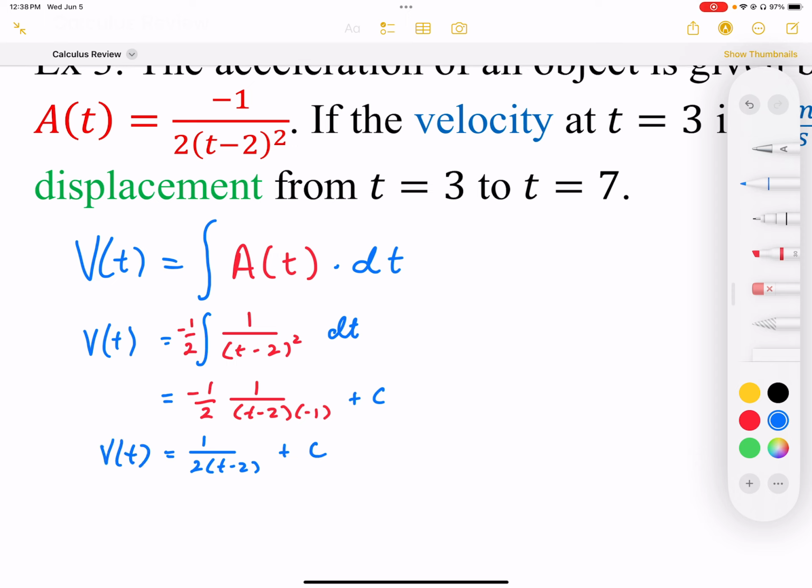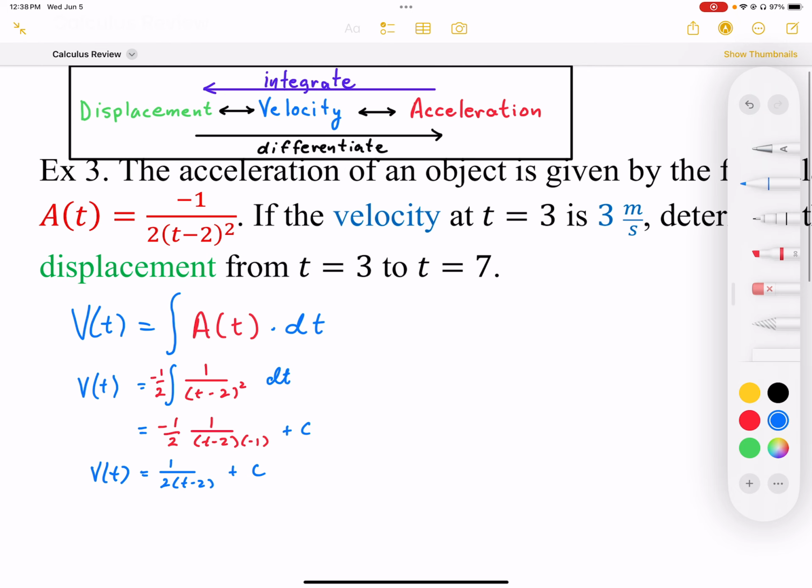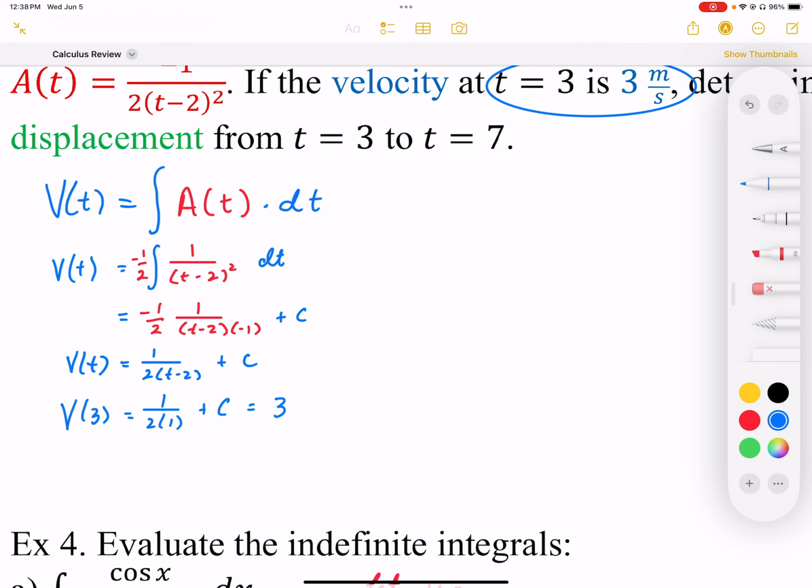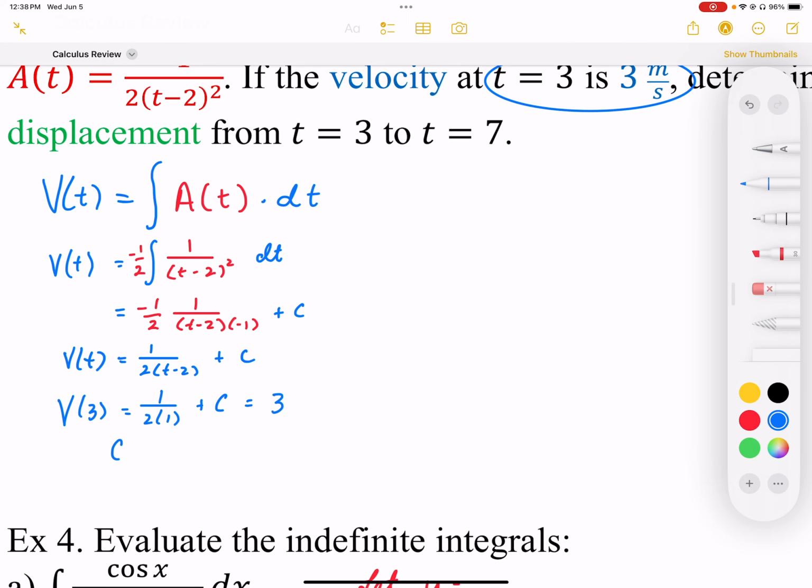Now to solve for the plus c, I'm going to use that initial condition. T equals 3, the velocity equals 3 meters per second. So plugging that in, v of 3 is equal to 1 over 2 times 3 minus 2 is 1 plus c, and that's going to give me a velocity of 3 meters per second. Solving for my c, the c value works out to be 3 minus 1/2, or 5 over 2.